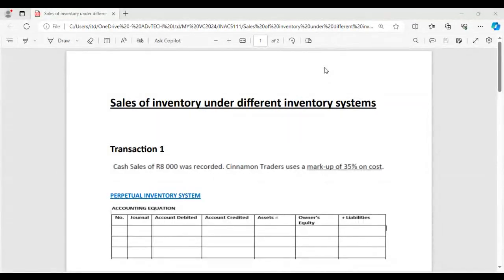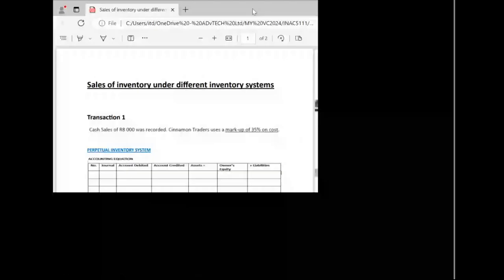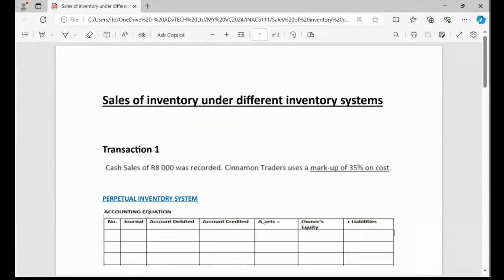The sales of inventory under different inventory systems. I know it's a question that always gives students a hard time, so I thought maybe let me just try to analyze it. Maybe someone can learn something from this. So let's quickly get into it.